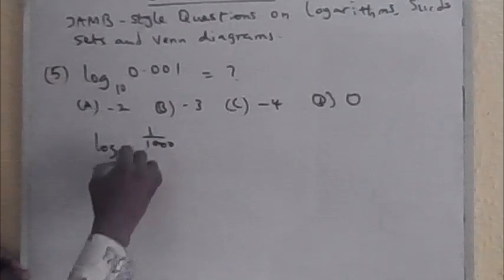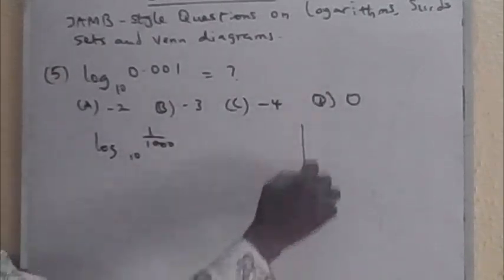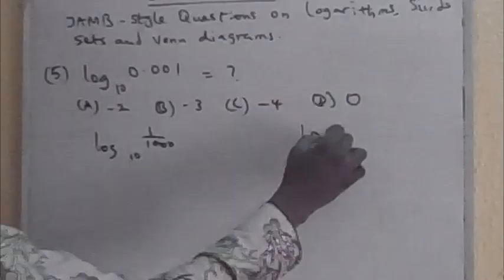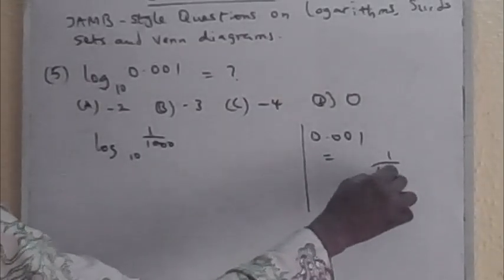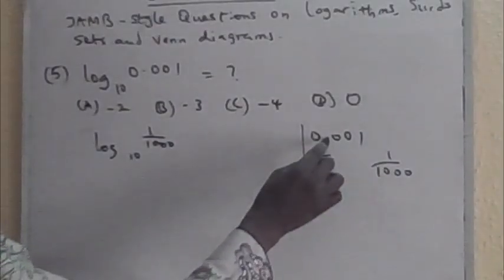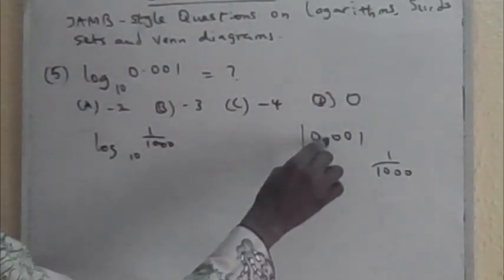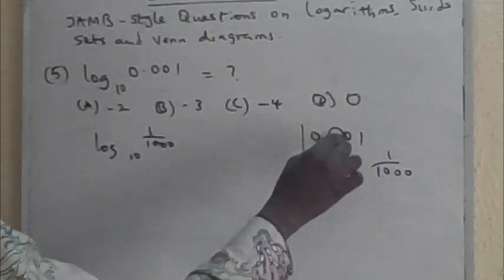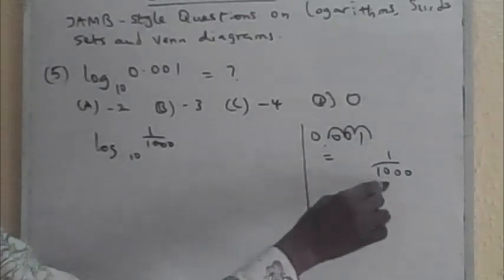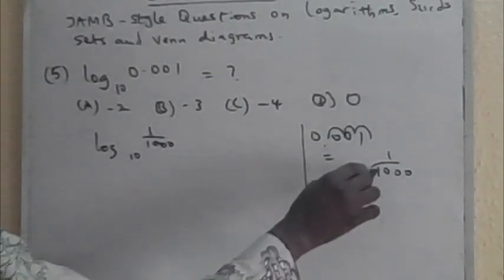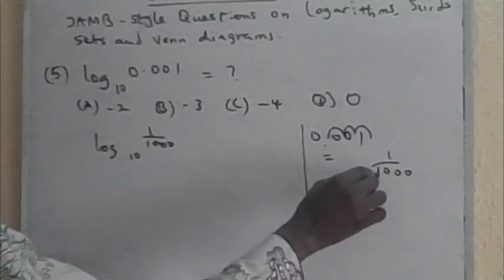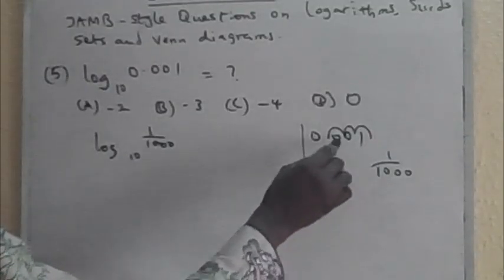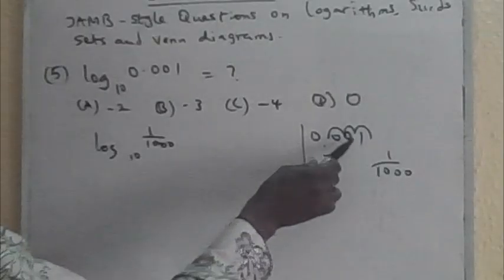Now, I'll just do a side note here. 0.001 is the same thing as 1 over 1000. How? Because by the time I start moving this decimal point to the right, I have 1, 2, 3. That determines the number of zeros I'll be having behind the ones. You understand? So this is how I converted 0.001 to a fraction.